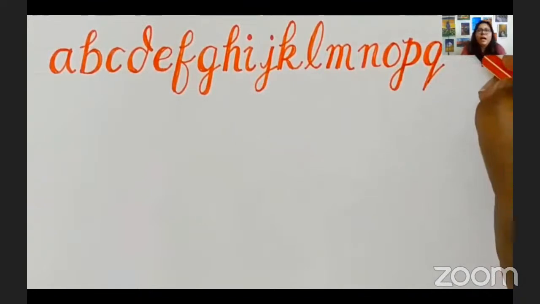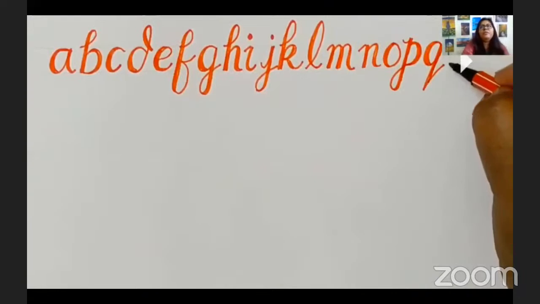Let's get it done till Q, everyone. R might be a bit difficult because there are many people who write R differently. So before we move on to our cursive R, just let everybody finish off until Q. Done with Q, everybody? All right. We will move on to the next letter, that is R.